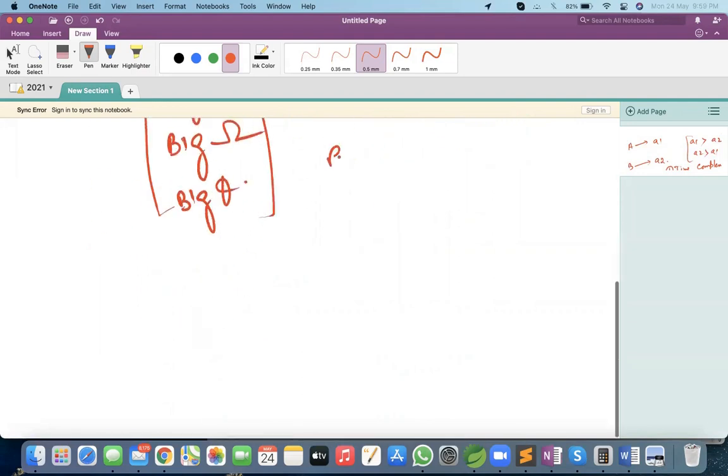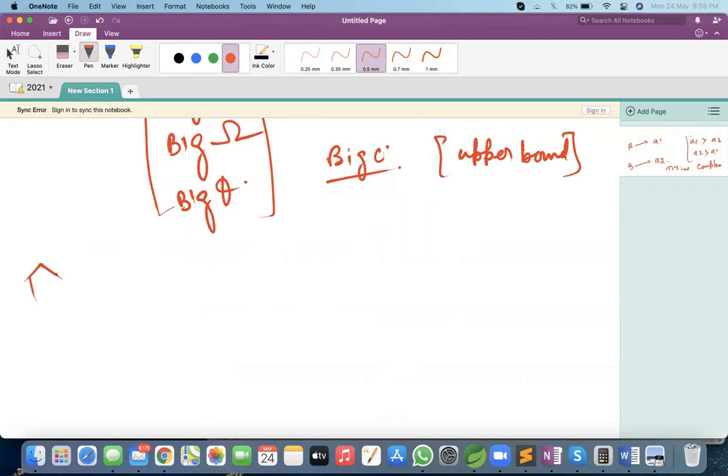So big O. Big O is called upper bound. Now what is upper bound? Let us assume this is your home. Okay, and this is your university. Okay, and this is the road on which you start every day and reach your university. If I ask you how much time it is required to reach from your home to your university, you say let us assume 15 minutes.